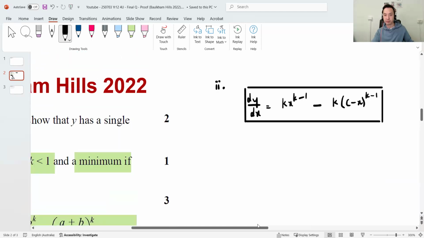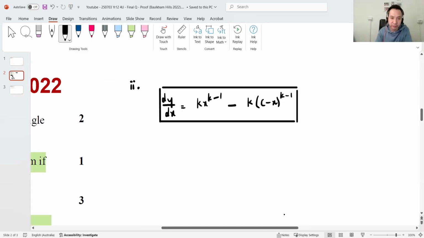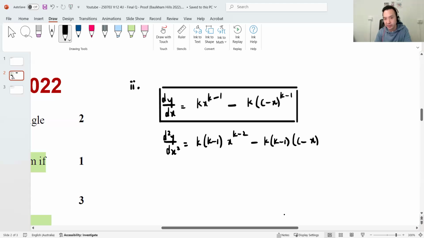Okay. First derivative of that. So second derivative. Differentiate this again. So k minus 1, x to the k minus 2, and minus k minus 1, c minus x to the k minus 2 times by negative 1. Once again, that's a plus, and what I'll do is I'll factorize this out.